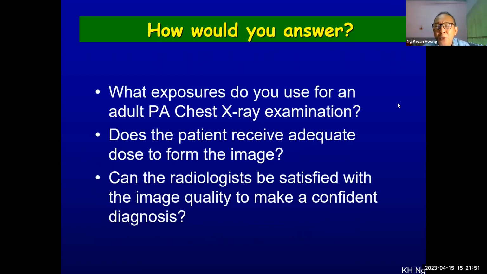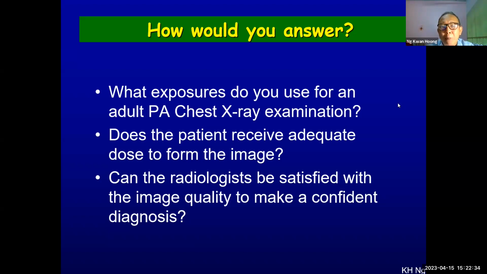It's important for those of us who practice as diagnostic medical physicists. What exposure do you use for an adult PA chest X-ray exam? Do you know offhand? Anyone could just text, put in the chat, what's the kV, for example. These are important, right? What's the FFD? Does the patient receive adequate dose to form the image? Is it sufficient or too low? It will be very noisy. Can the radiologist be satisfied with the image quality to make a confident diagnosis? And that is absolutely important.